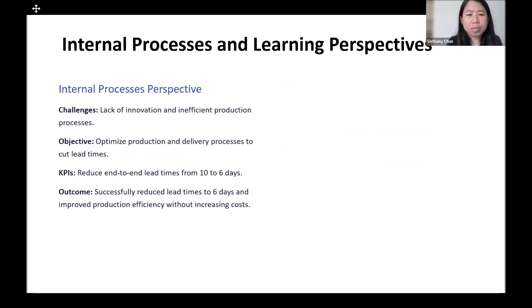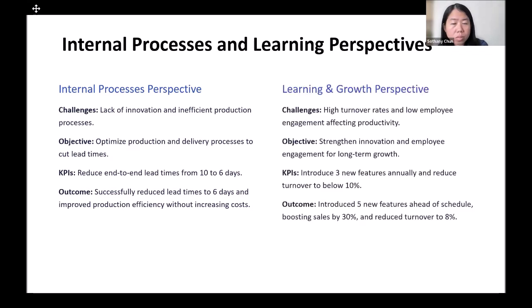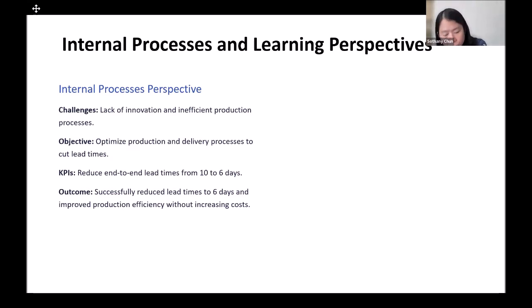And why? Because inefficient production processes were causing delays and increasing costs and affecting customer satisfaction. And improving these processes was critical to achieving broader strategic goals. And their KPI is to reduce end-to-end lead time, from order placement to delivery, from 10 to 6 days.